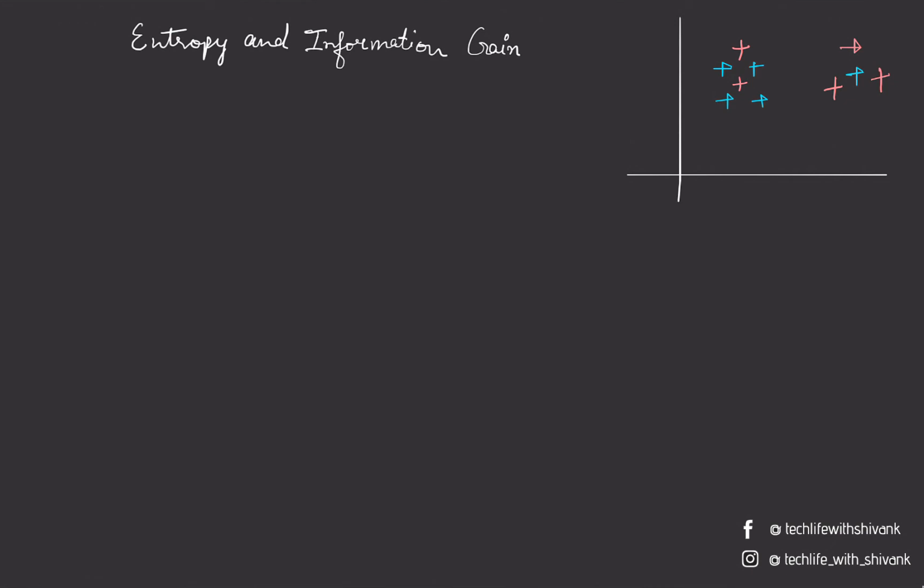Hi, in this video we'll look at entropy and information gain. So another error metric that we can use to decide our splits, indices and trees is entropy. So entropy is defined as follows.